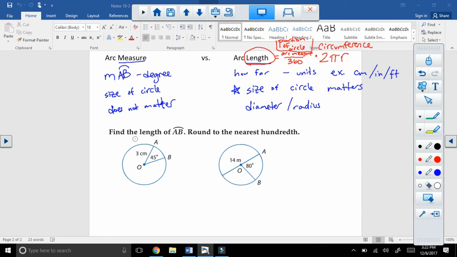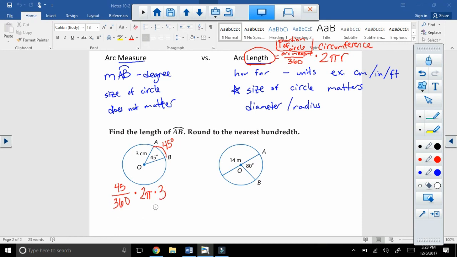So the directions for these at the bottom say find the length of this arc. This arc is 45 degrees because the measure is the same as that central angle. However, that does not mean that that is 45 centimeters if this is 3 centimeters. That just doesn't quite make sense. So what I need to do is use this formula for arc length. So arc length is going to be the measure over 360. That's the fraction or the percentage of the circle, depending on how you're thinking of it. And I'm going to multiply that by the distance the whole way around. So the whole circumference would be 2 times pi times the radius, which is 3.